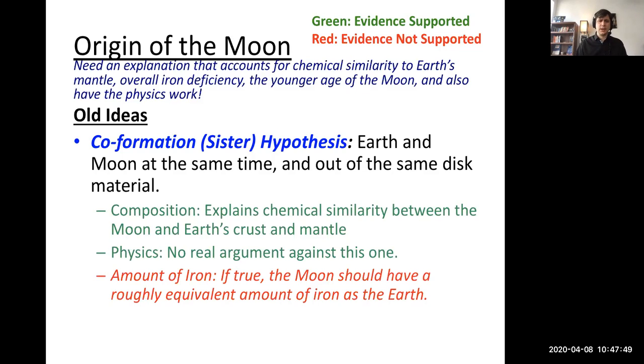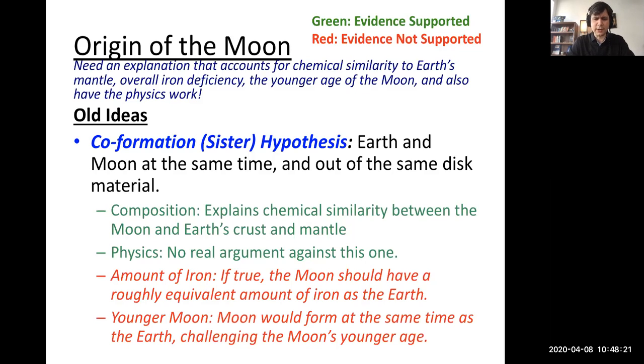However, the amount of iron: if these two objects formed out of the same material in the solar nebula at the same place at the same time, they should have the same relative amount of iron. So the moon should not be deficient in iron. We observe the moon to have a very small iron core compared to what we expect. So this one cannot explain that. This one should give the moon a much larger iron core. So the co-formation hypothesis cannot explain the size of the moon's iron core. Also, if they're forming at the same time in the same place, they'd have the same age.